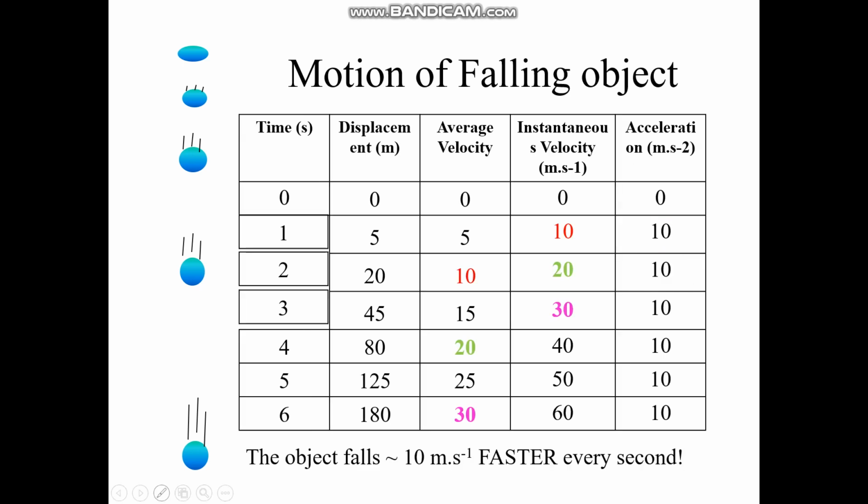And so you can now see the table looks like this. Every second its instantaneous velocity increased by 10 meters per second. And so its acceleration, we say, is 10 meters per second squared. What does that mean? Its velocity increased by 10 meters per second. The object falls 10 meters per second faster every second. We've used values that give us 10, but in actual fact we know the correct value is 9.8 meters per second squared. What does meters per second squared mean? Well, it means 9.8 meters per second faster every second. Hope that helps.